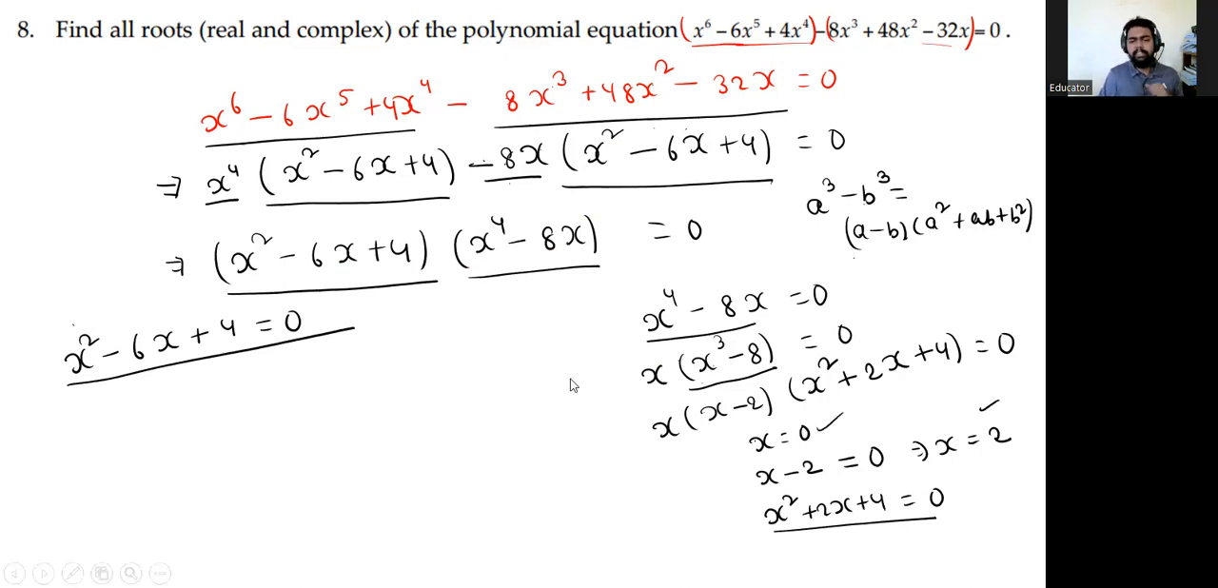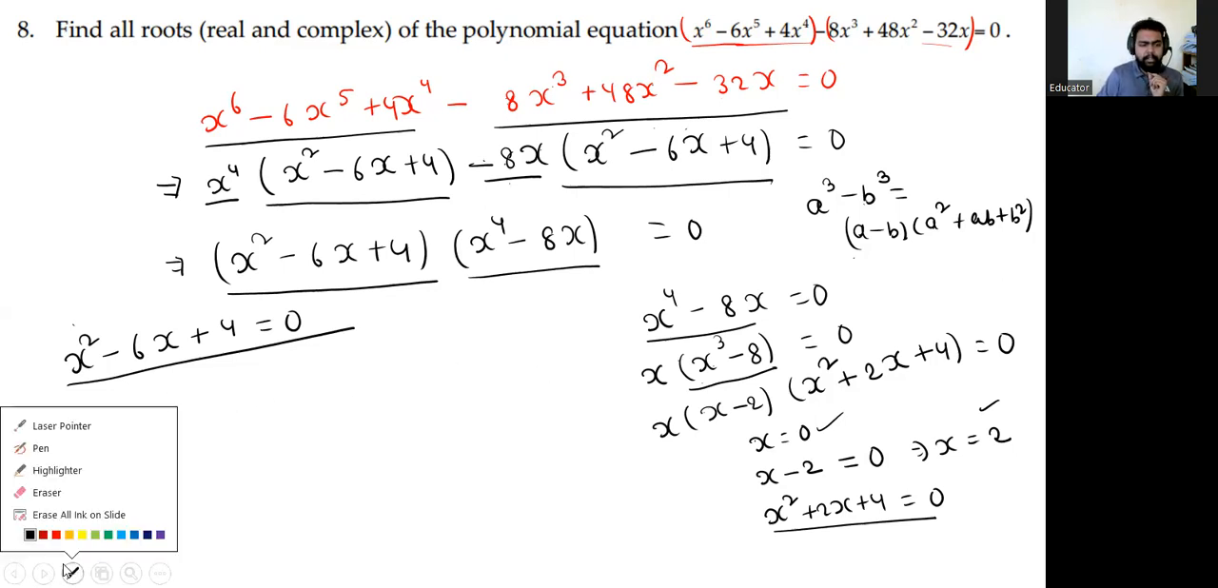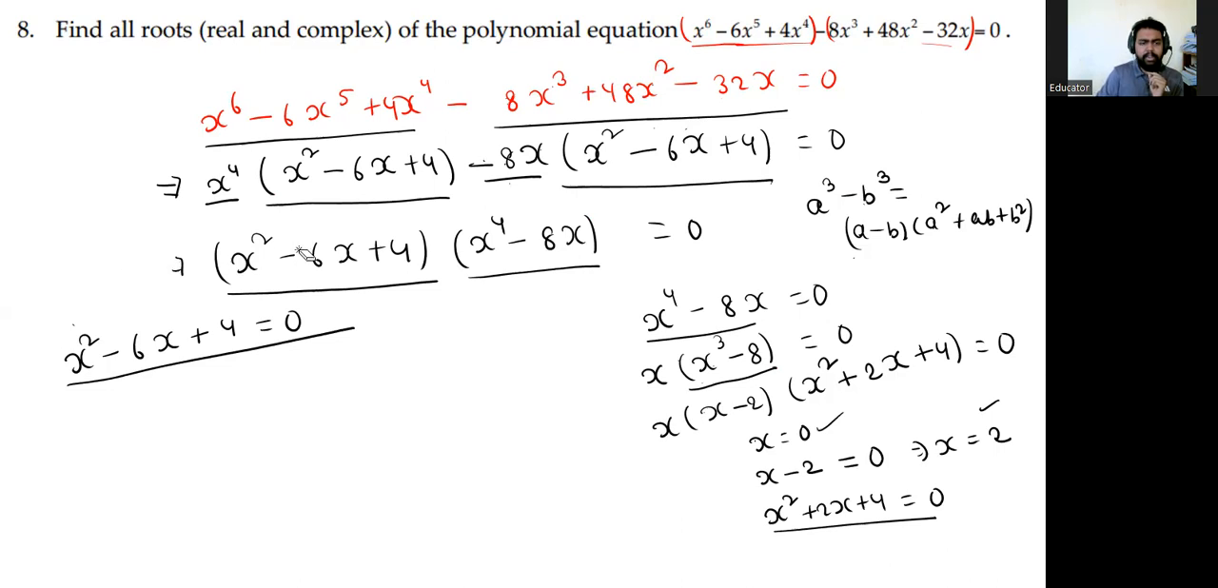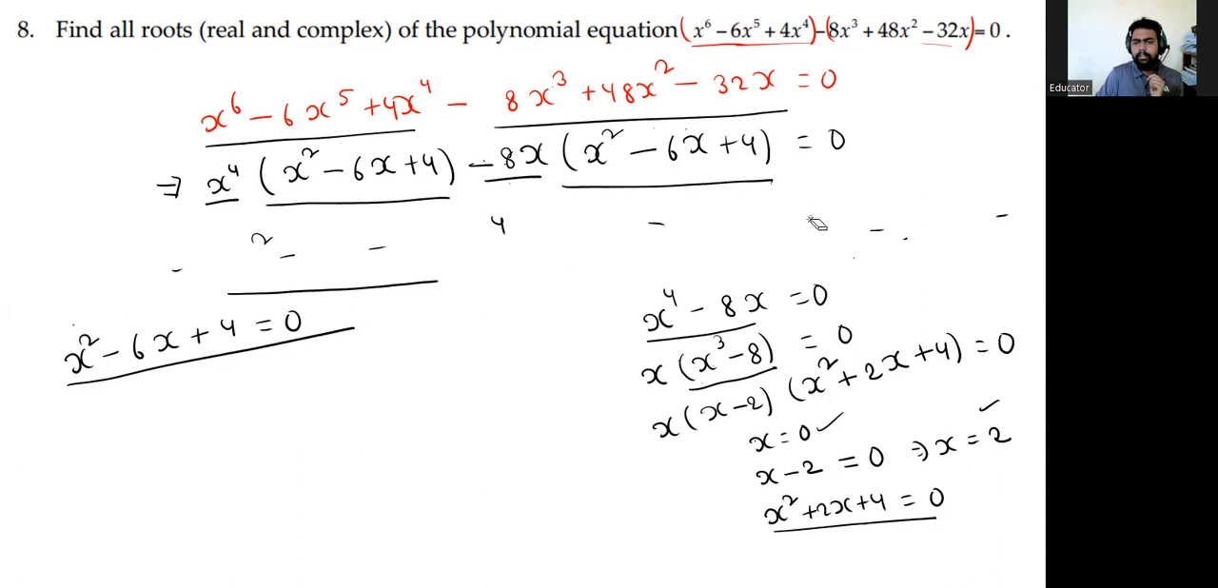So let us go to the next slide, or let me rub the rest of the things and let us solve the other questions. So here, let me rub this part. I hope you understood this question.